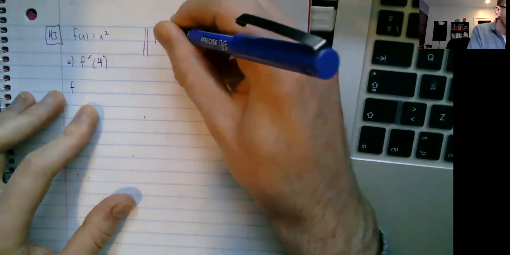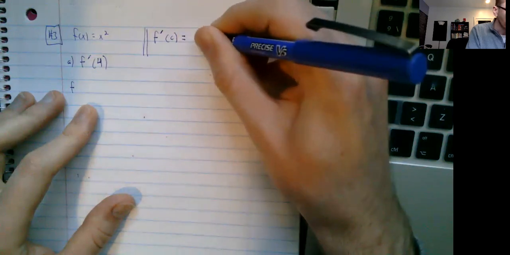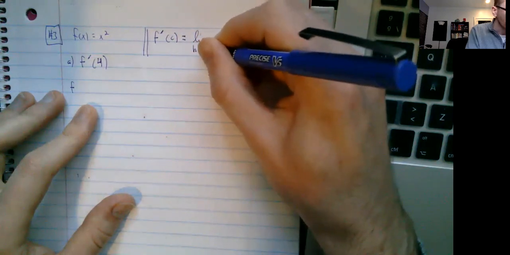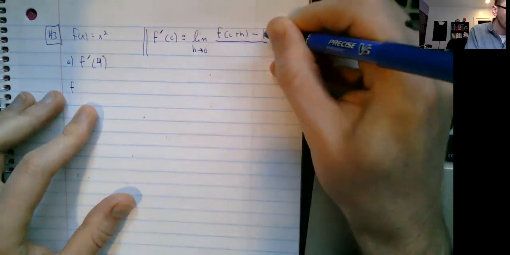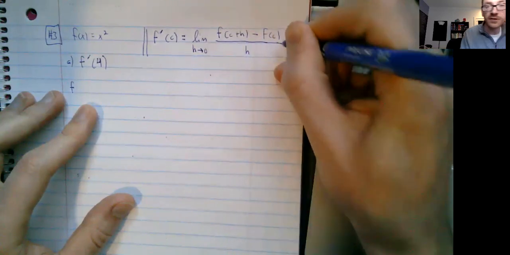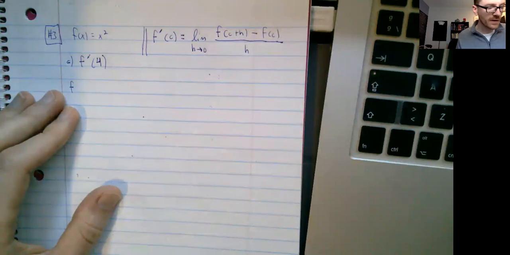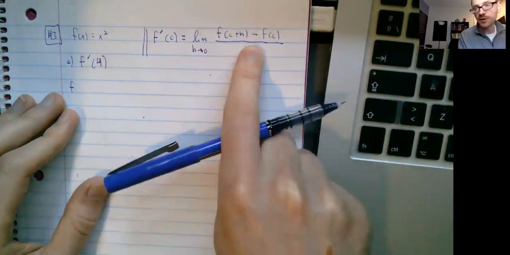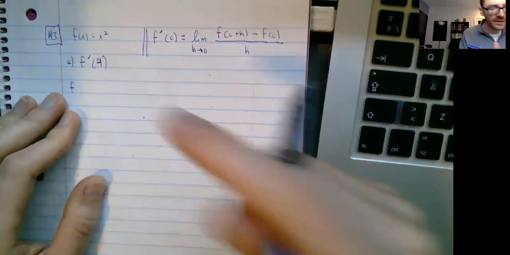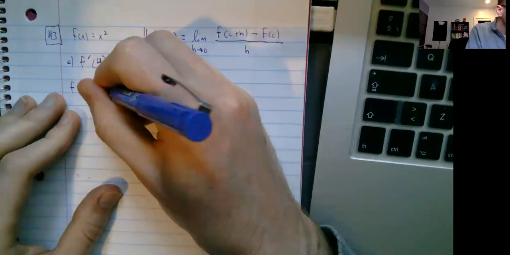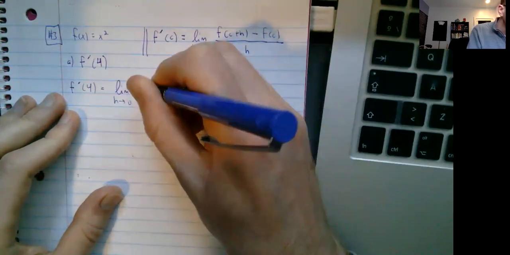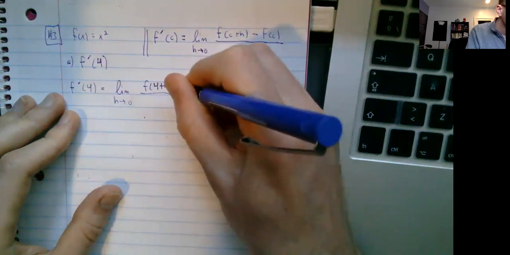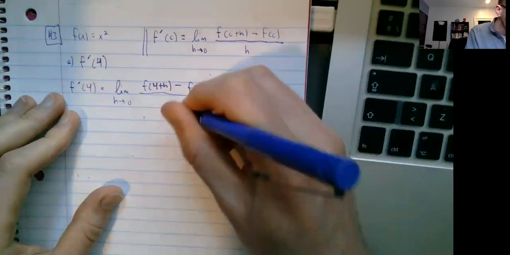So the second limit definition, let's just recall what it says in general. It says in general that f prime of c is the limit as h approaches 0 of f of c plus h minus f of c all over h. That's the second limit definition. It's the one that we derived last time. So let's just apply it. We just have to use this formula, except obviously c is 4 in this case. So f prime of 4 is going to be the limit as h approaches 0 of f of 4 plus h minus f of 4 all over h.